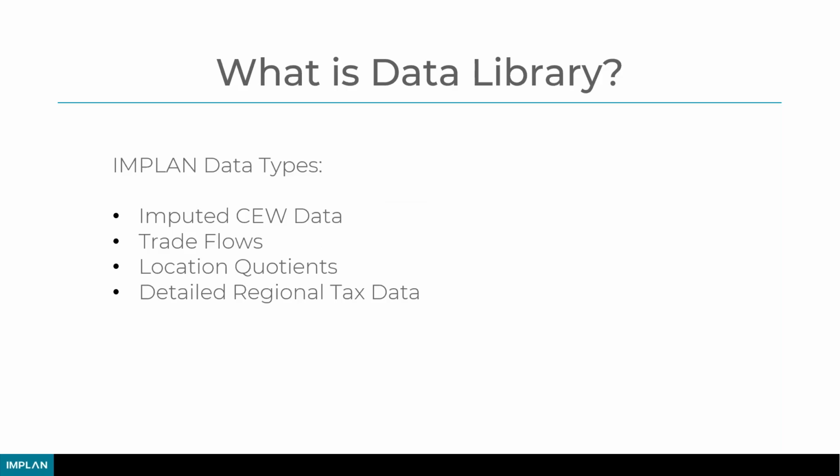One thing to keep in mind: what types of data do we have in here? Just to touch on some of these, there's data that you can access via Data Library that you cannot access directly or as easily via Cloud. We have imputed CEW data, so Census of Employment and Wages. You can access county to county commodity trade flows, which you cannot directly access in IMPLAN Cloud. We have location quotients available in some of our local area compare tabs. And then we can also dig into detailed regionalized tax data.